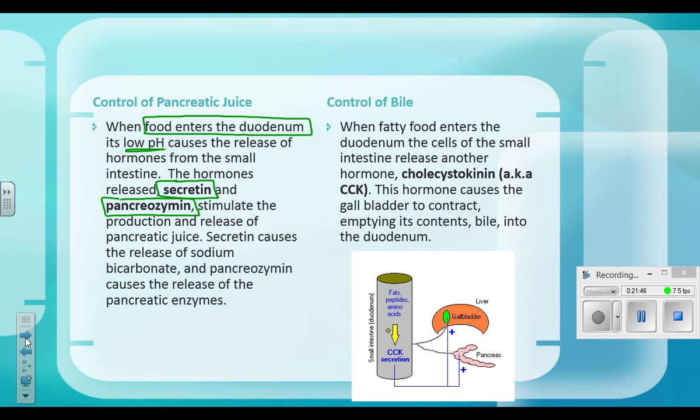Now what do they do? Secretin causes the release of sodium bicarbonate. They both start with an S, secretin, sodium bicarbonate. That might be a way that you can remember it. The other one, pancreozymin, stimulates all of the enzymes. And pancreozymin has zyme in it like enzyme does, so that can be an association you could use to remember.